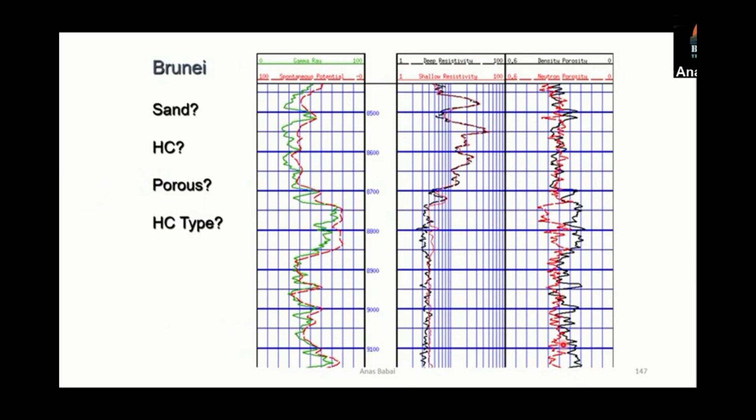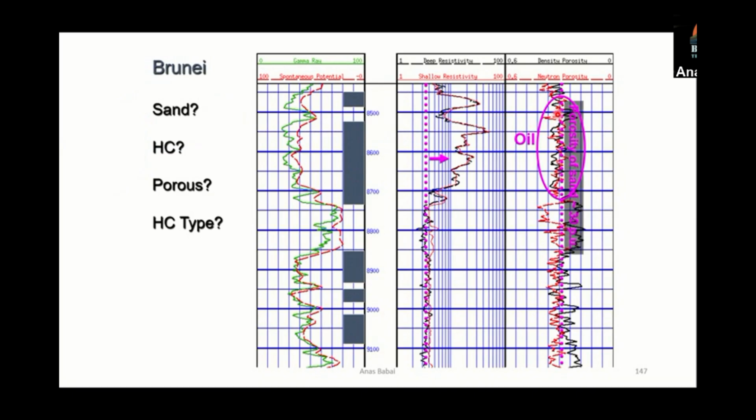Now Brunei, we have another example. We have this zone which is showing low gamma ray, so those are our reservoir rock, but this one is showing a very low resistivity, which indicates that it's water zone, while this one is showing a high resistivity, so it's more promising and might contain hydrocarbon. And when we check the neutron density, we can see that this zone is having oil, while this zone is a water bearing zone.